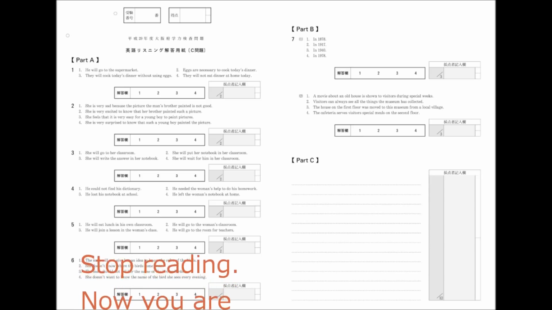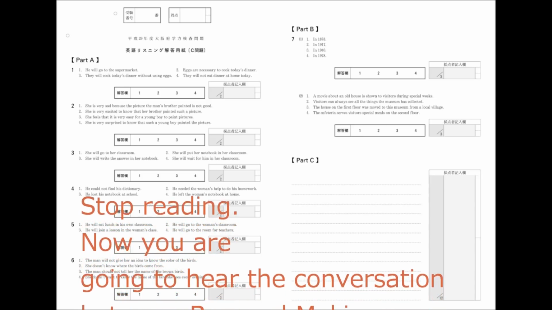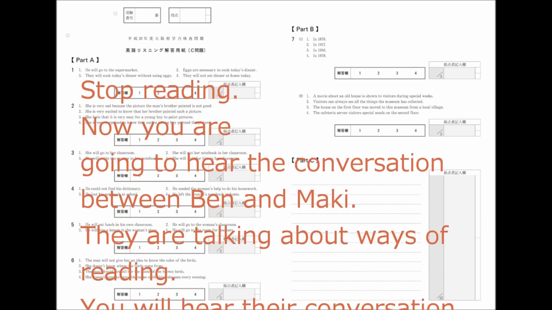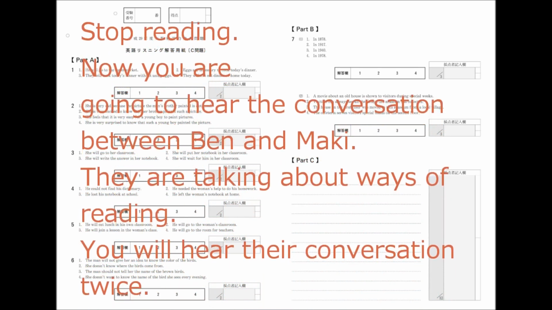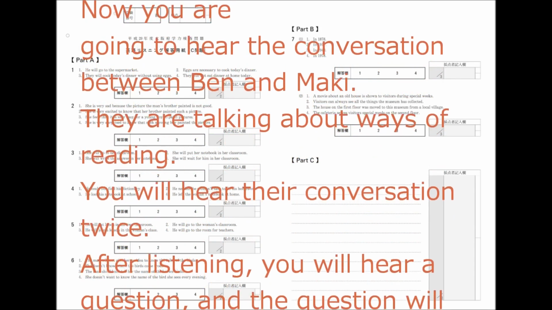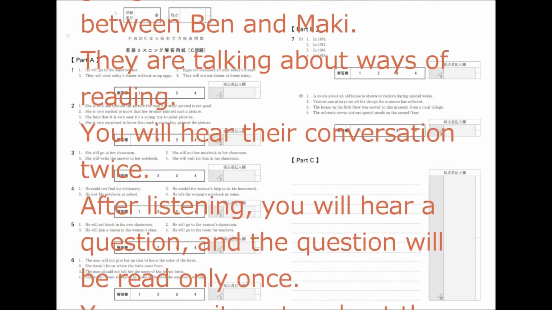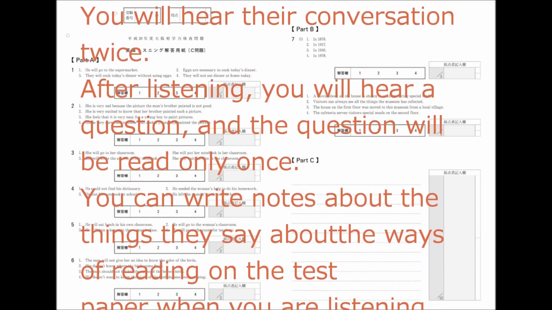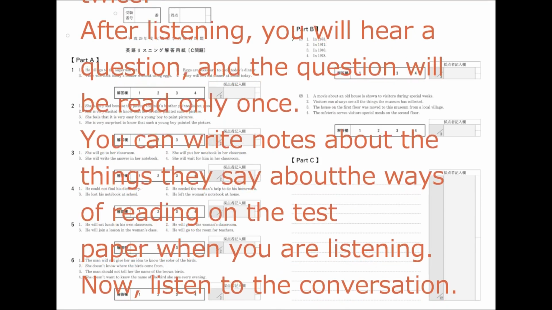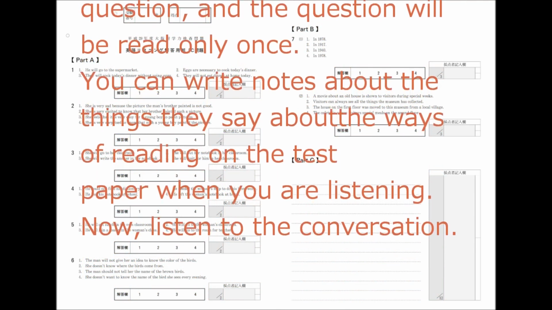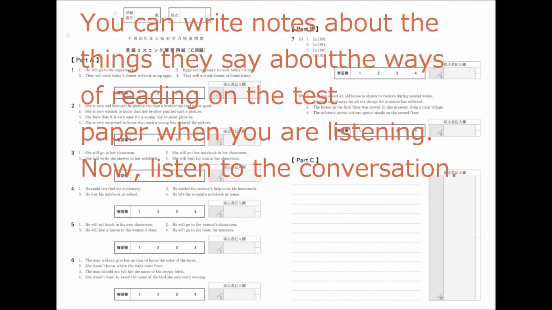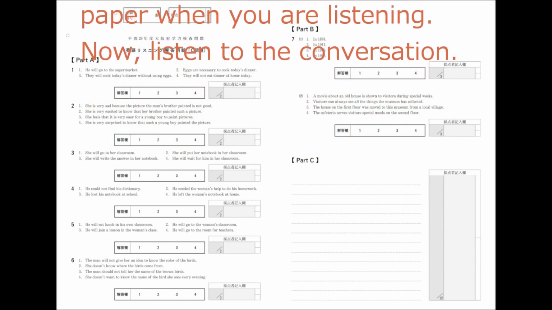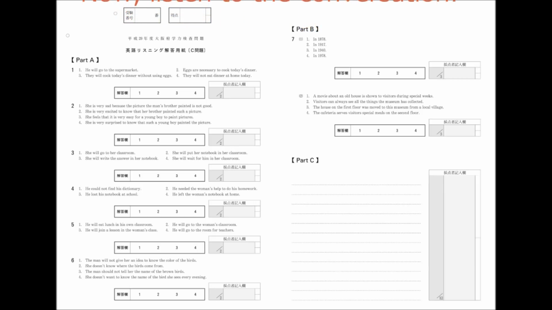Stop reading. Now you are going to hear the conversation between Ben and Maki. They are talking about ways of reading. You will hear their conversation twice. After listening, you will hear a question, and the question will be read only once. You can write notes about the things they say about the ways of reading on the test paper when you are listening. Now listen to the conversation.